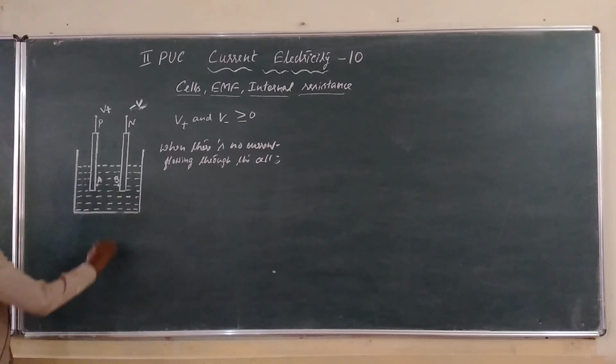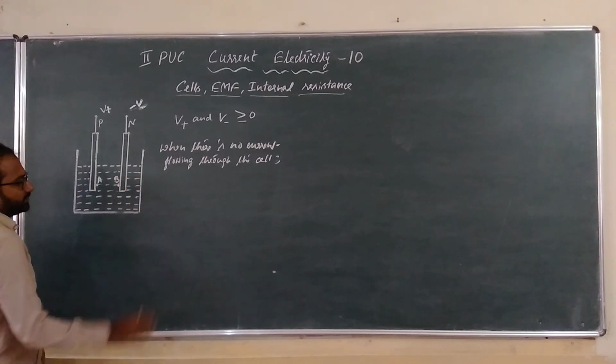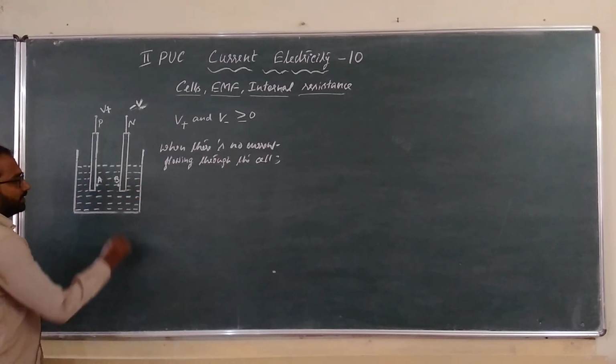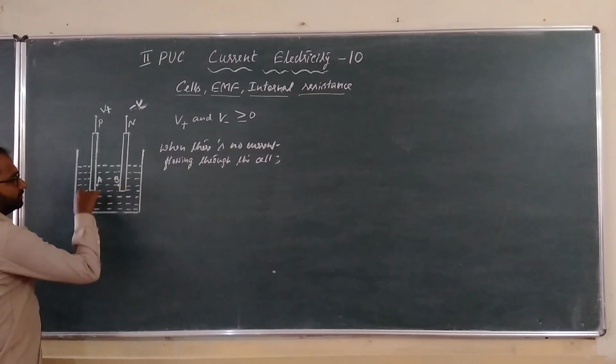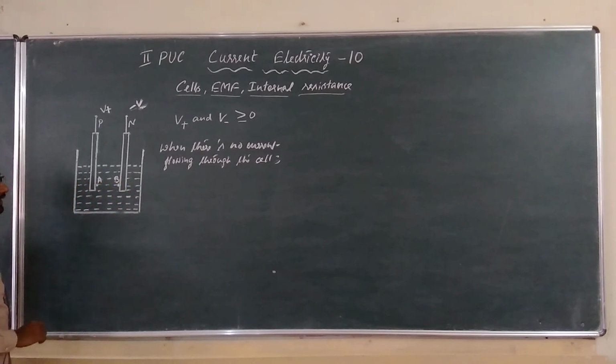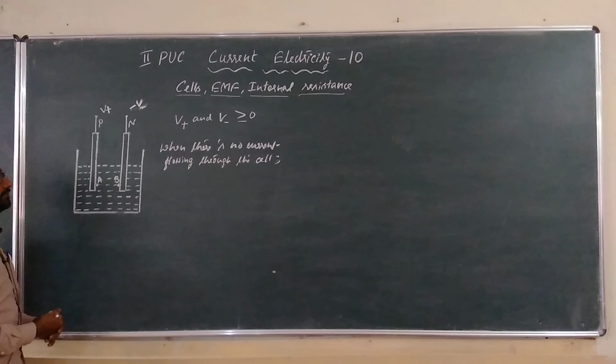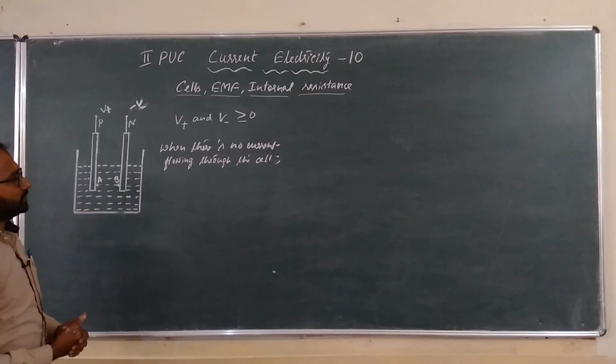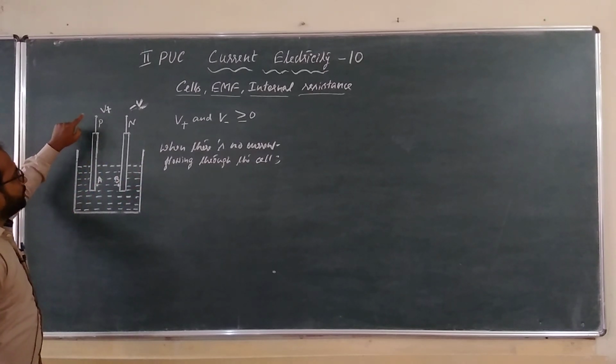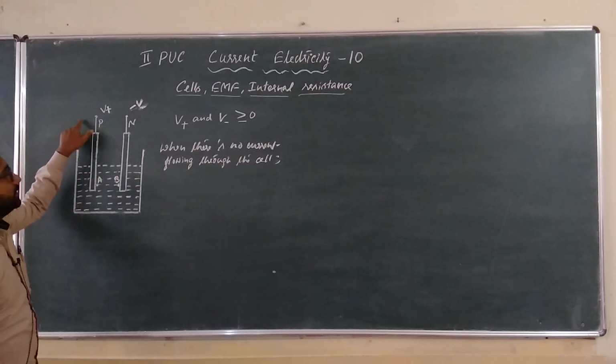Then the potential throughout the electrolyte solution is the same. The potential at every point inside the electrolyte solution is the same. There is no potential difference between any two points inside the electrolyte solution. So then what about the potential difference between these two electrodes?